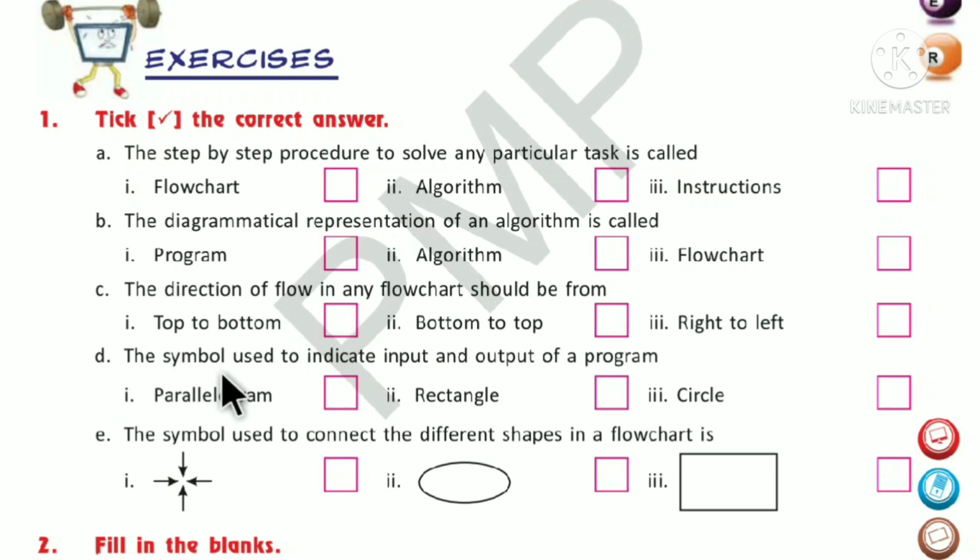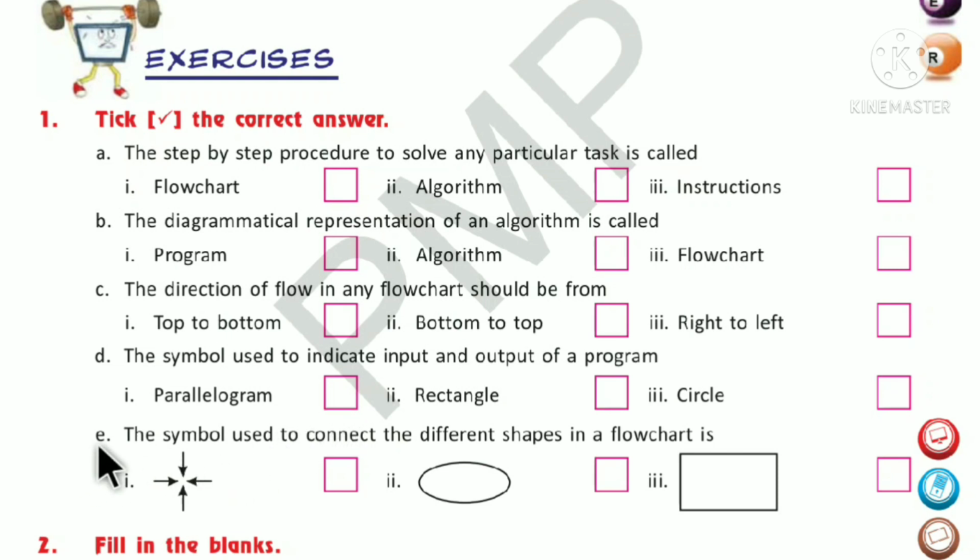D. The symbol used to indicate input and output of a program: parallelogram, rectangle, circle. Which is the symbol? It is parallelogram. Tick here.